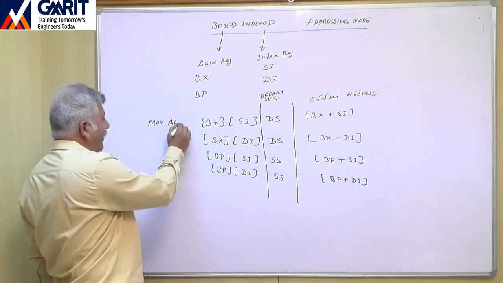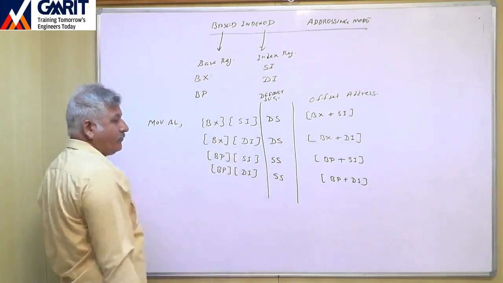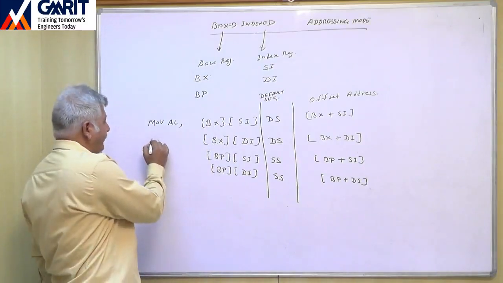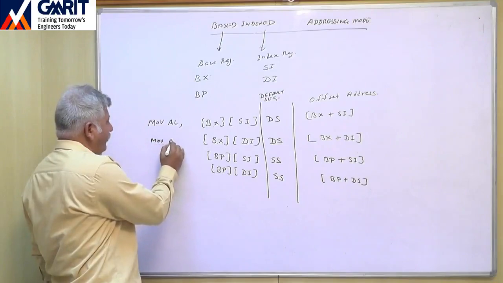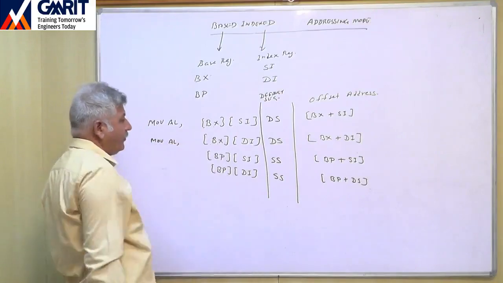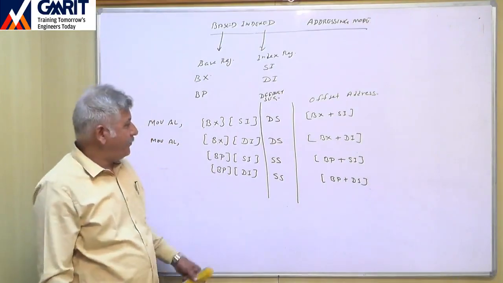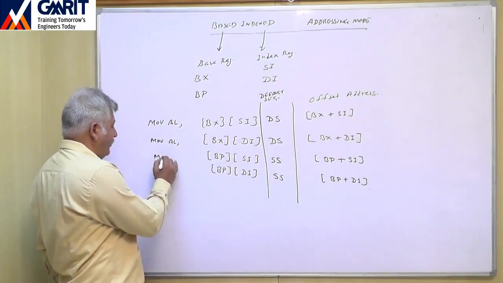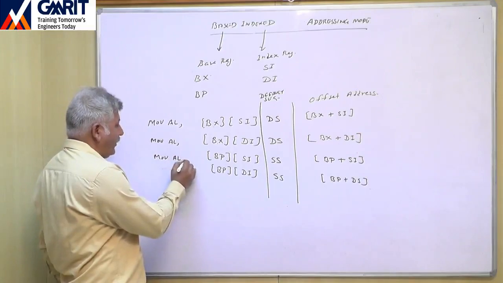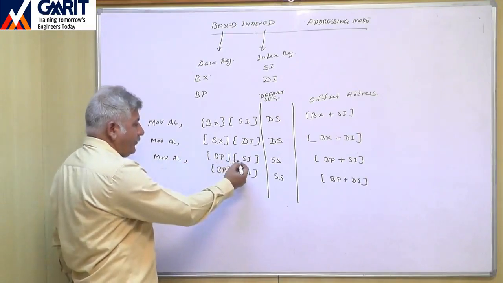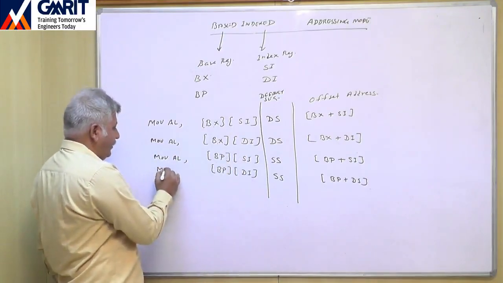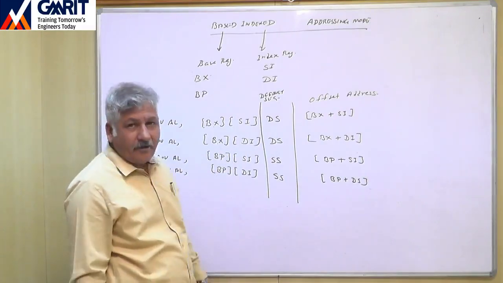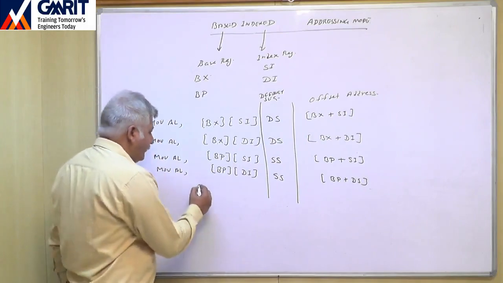MOV AL, [BX][SI]. MOV AL, [SI][DI]. MOV AL, [BP][SI], and MOV AL, [BP][DI]. So we will take one example.